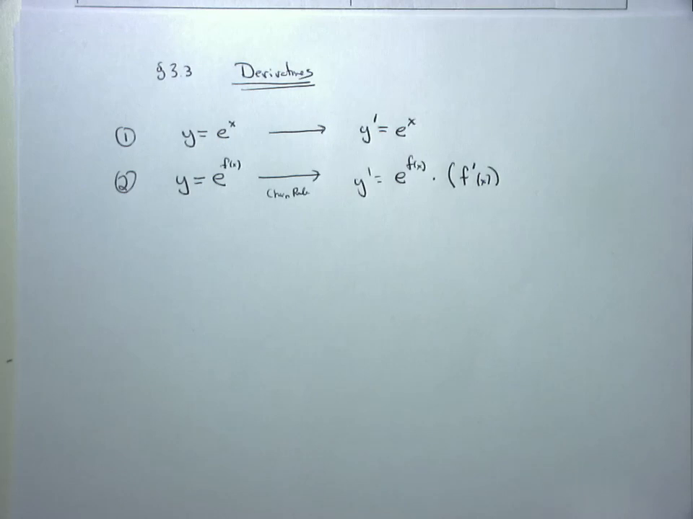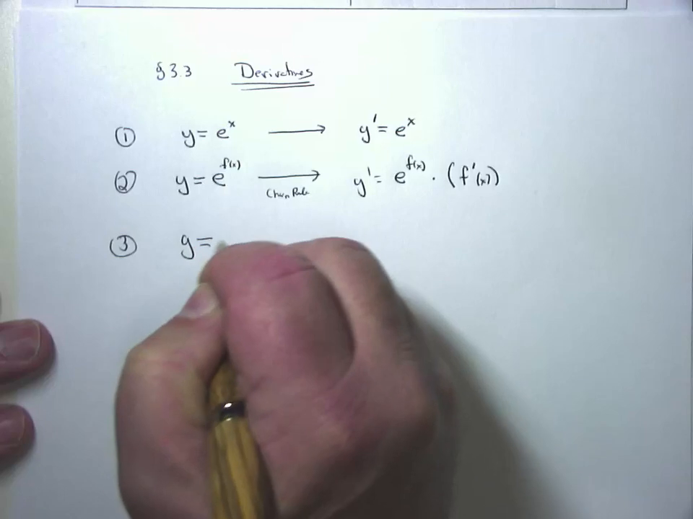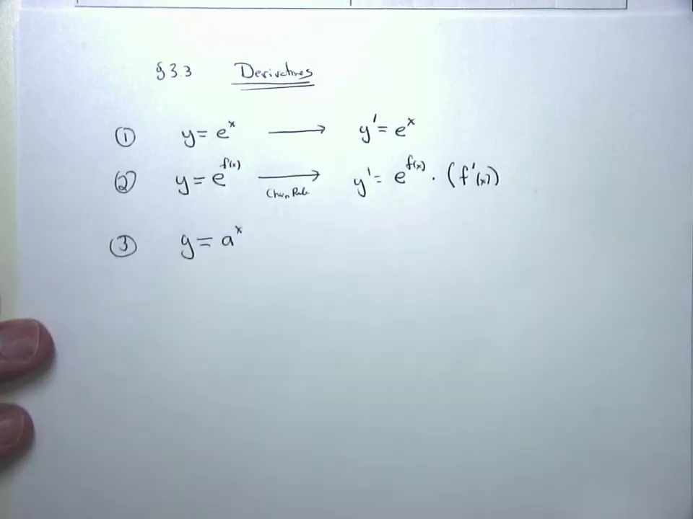This is the chain rule version of e. Derivative of e to the x is e to the x. Derivative of e to a function is e to the function times the derivative of the exponent. Chain rule version of it. Rule number 3. If you have y equals a to the x, with a any base, it has to be a positive number, not 1.